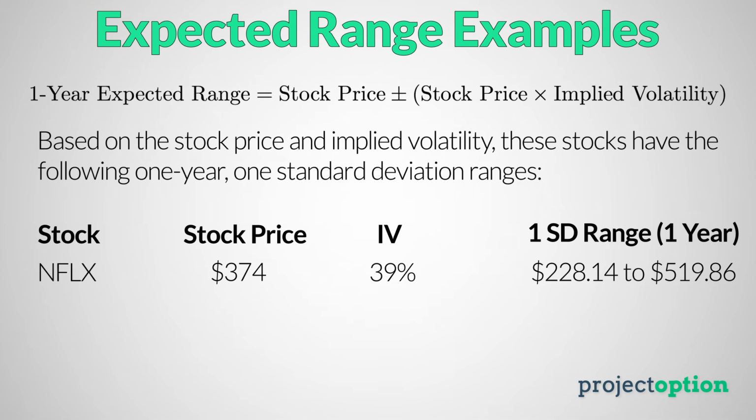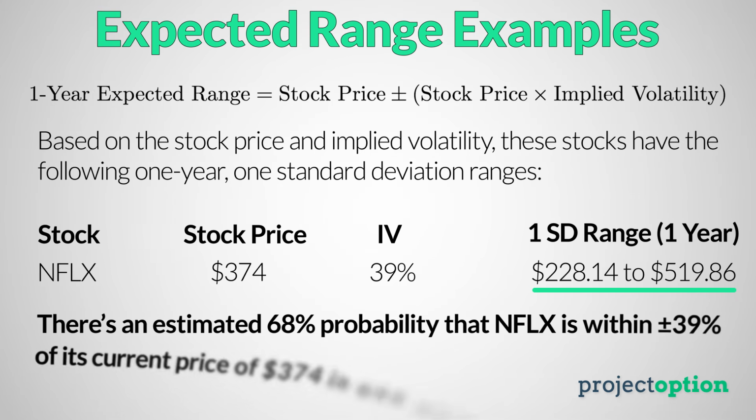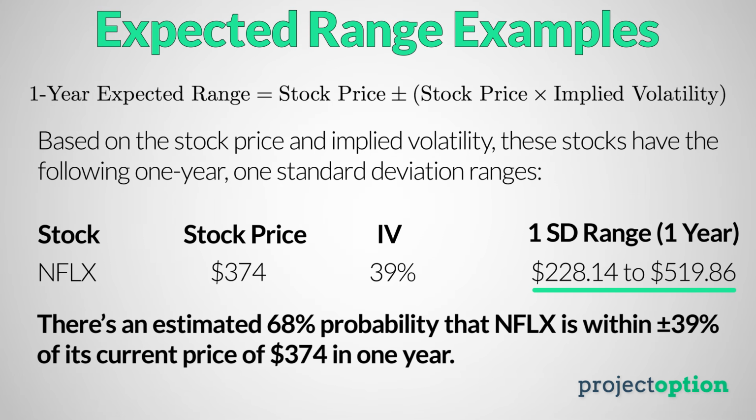Based on the $374 Netflix price and a 39% implied volatility, the 1-year standard deviation range for Netflix is between $228.14 and $519.86. Said another way, the market is pricing in a 68% probability that Netflix is somewhere within 39% of its current price, or between $228.14 and $519.86 1 year from today.